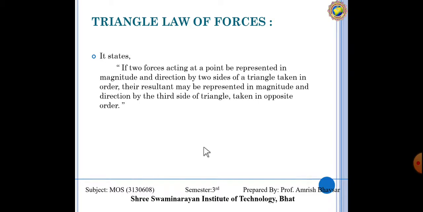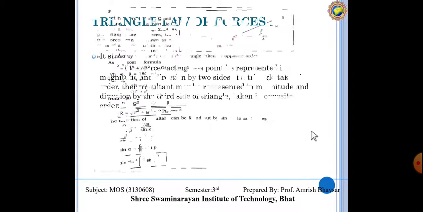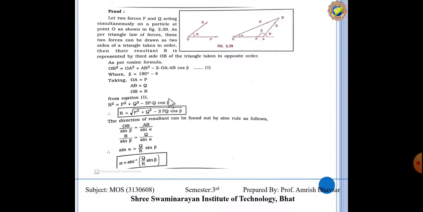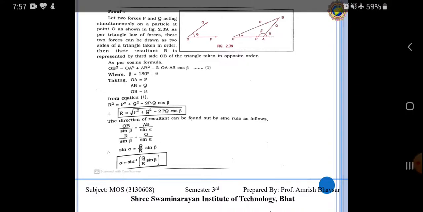Now the triangle law of forces is also an analytical method, and in that case we again have two equations for the resultant and its direction. The equations are R is equal to the square root of P square plus Q square minus 2PQ cos beta, and the direction of the resultant force, alpha, is equal to sine inverse of Q upon R sine beta. So these two methods are used as analytical methods, and the third method is resolution of forces.